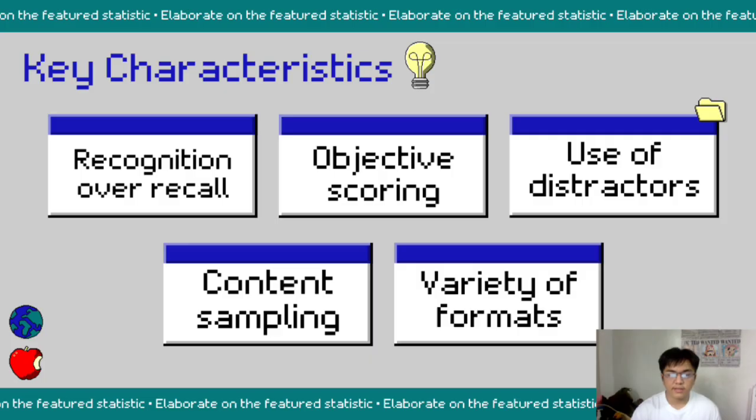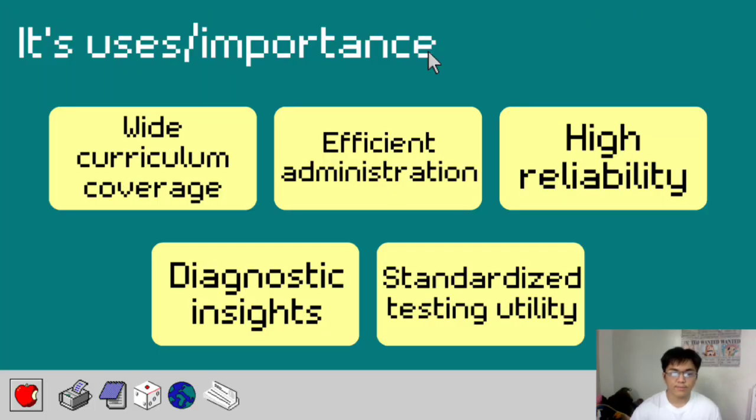Use of distractors. Incorrect options or distractors are carefully crafted to reveal common errors or misconceptions. Content sampling. Teachers can assess many topics within a single test, giving a wider view of student achievement. Variety of formats. This includes multiple choice, true or false, matching types, and other formats where students choose from given alternatives.